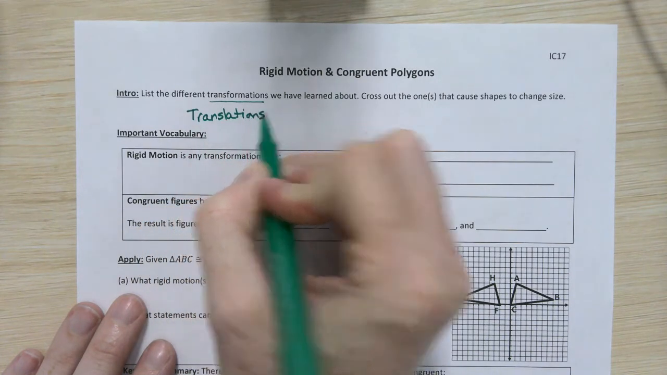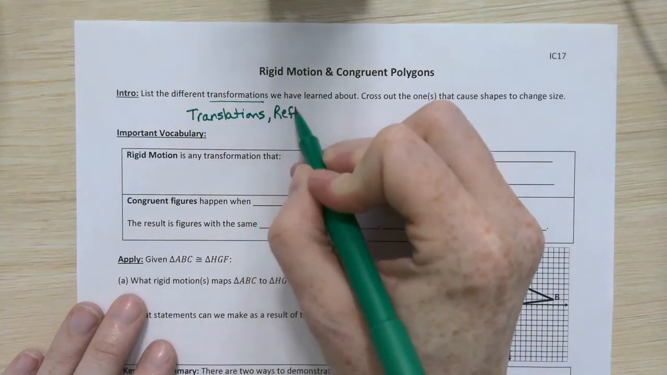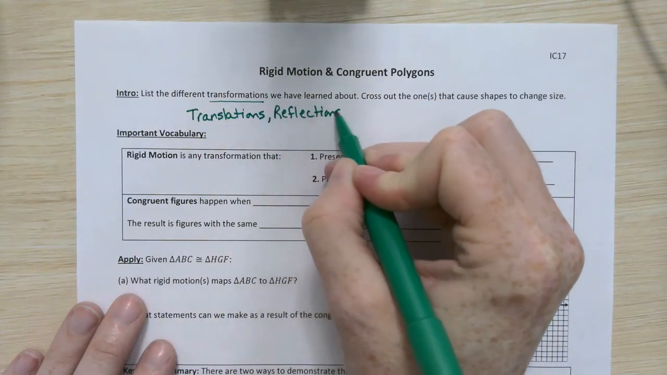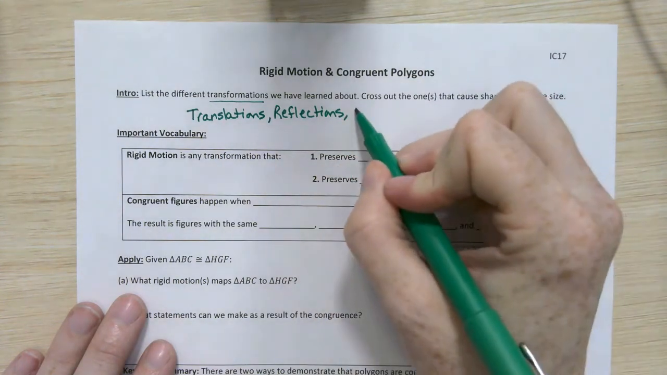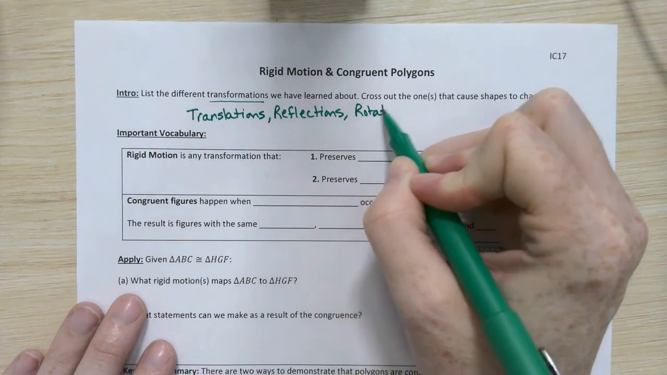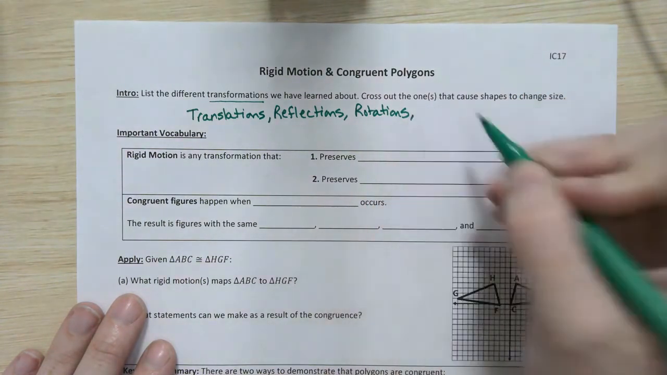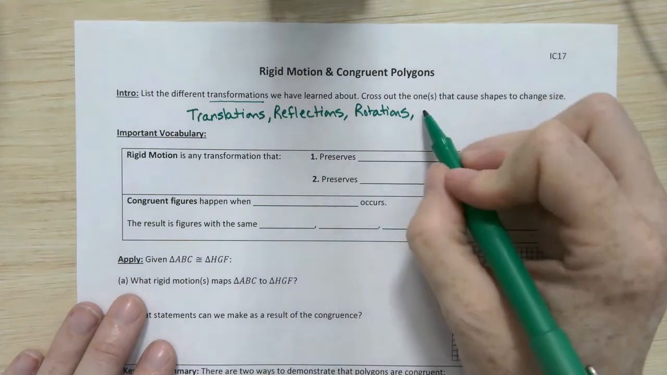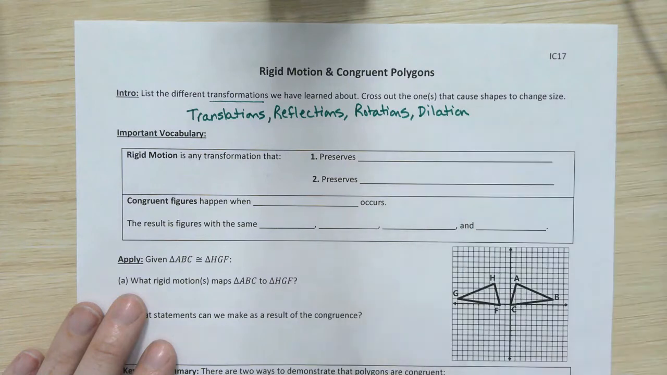So if you think through the options, the first day we learned about translations. Those were changes that caused a shape to slide to a new location. Then we had reflections, which caused a shape to flip to the opposite side of a line of reflection. After that, we did rotations, where we moved the shape counterclockwise, either 90, 180, or 270 degrees. And then our final transformation was a dilation, where the shape changed size.